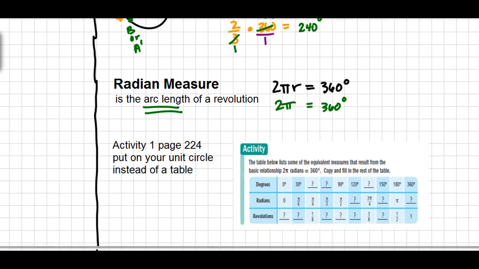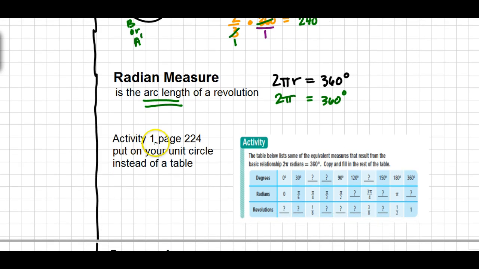One of the things that students will be doing in the homework is doing activity 1 on page 224. They ask you to complete this table in your notes and include all the degrees, radians, and revolutions. So students are going to be working through converting between all 3 of these, which I'll demonstrate shortly. However, I don't want students to make a table out of this information.